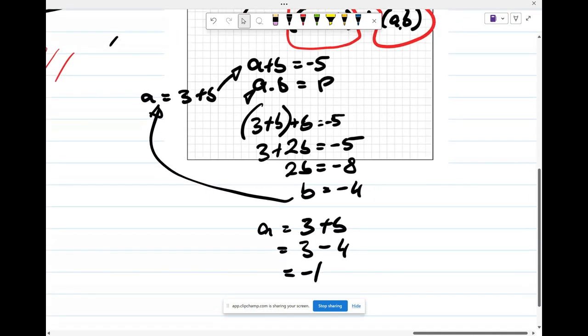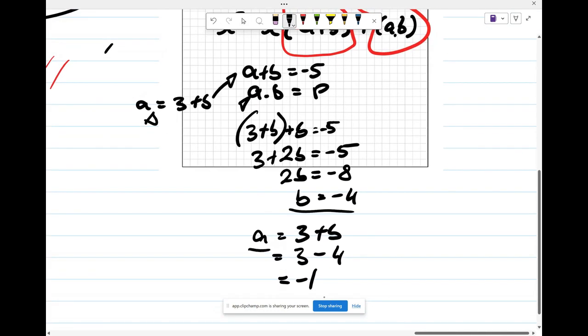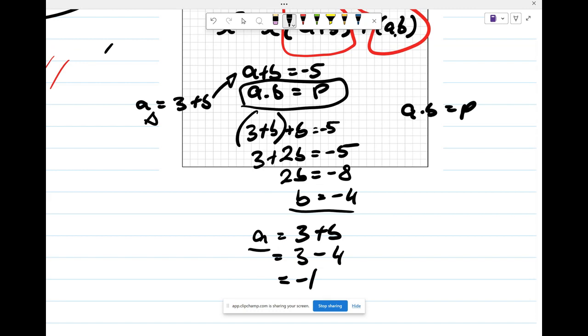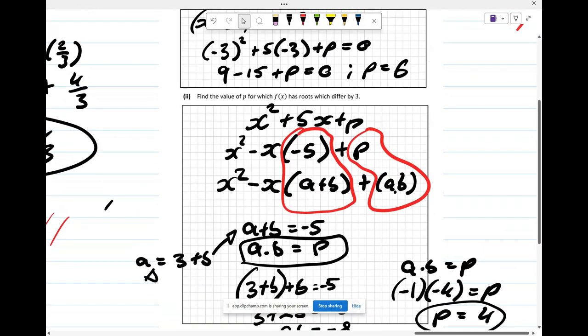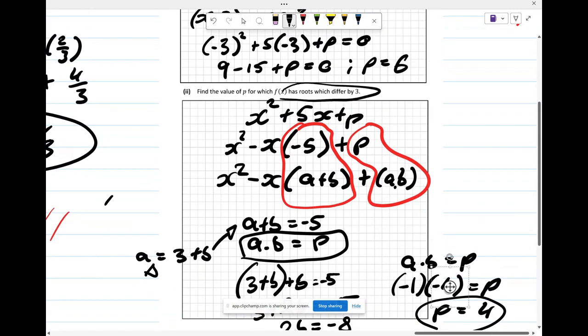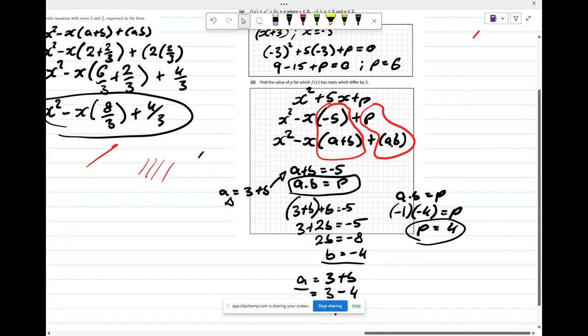And so now we have a value for a and a value for b, and this is exactly what we need to find p. So a times b is equal to p. We found a was minus 1 and b was minus 4, so p is going to be 4. That's your final answer. So when p is 4, f of x has roots which differ by 3. And that's the full question done.